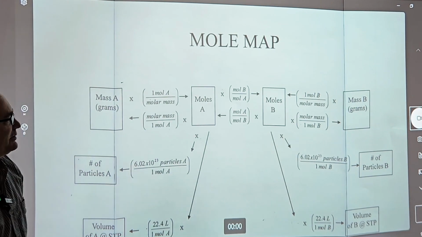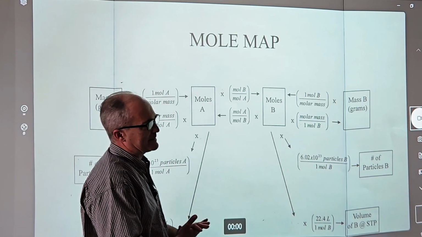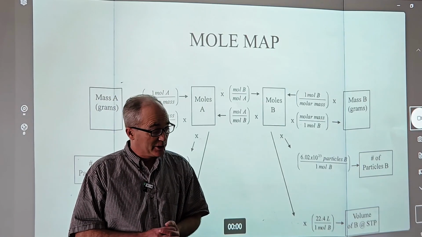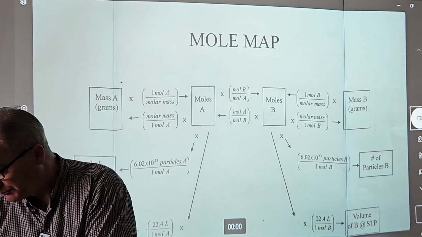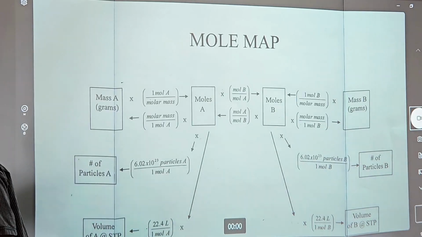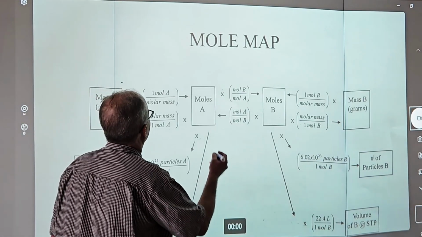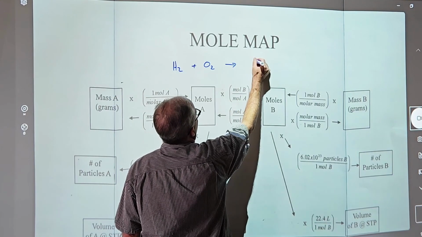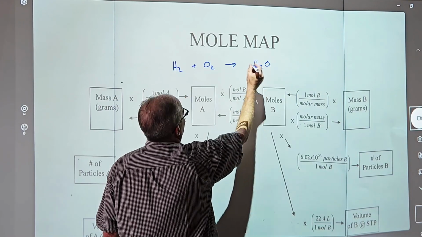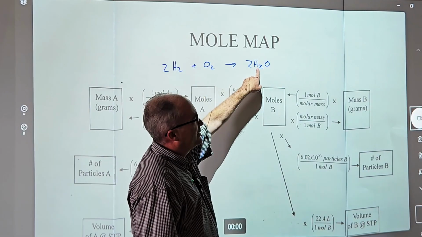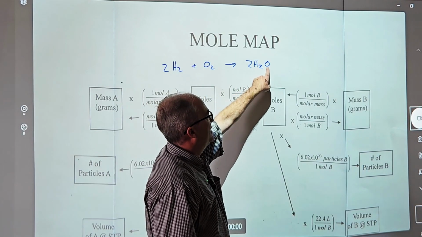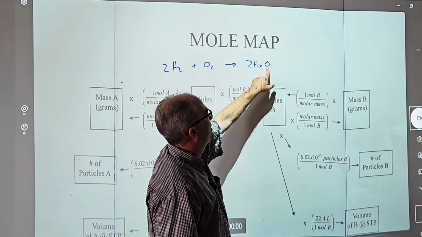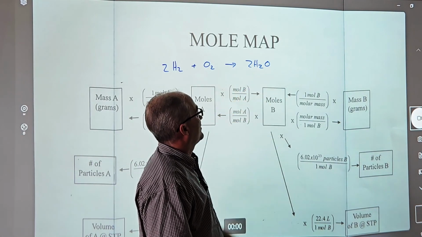And the mole ratio will come from two different spots, never two different spots at the same time, but it'll come from the subscripts in a formula. Let me just come up with the favorite reaction, burning hydrogen, not balanced. So I can say there's 2 atoms of hydrogen for every 1 atom of oxygen, or I can say 2 moles of hydrogen for every 1 mole of oxygen.